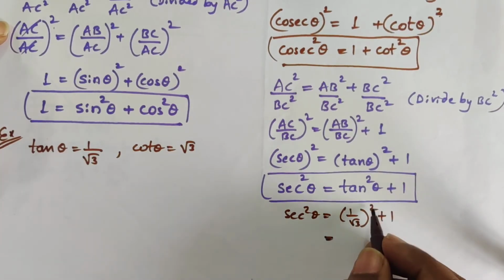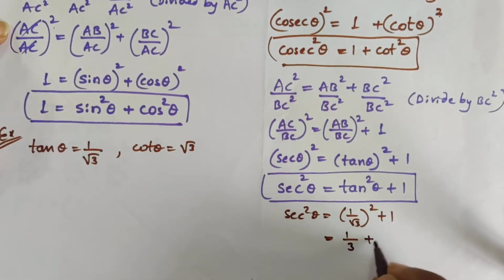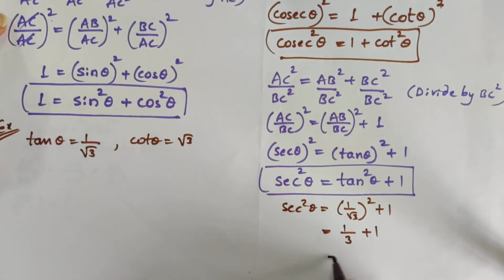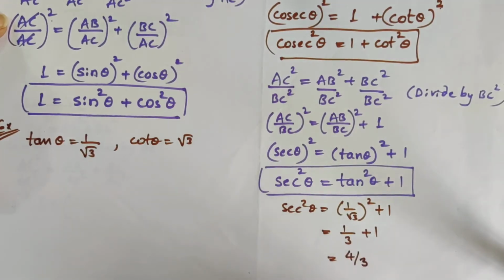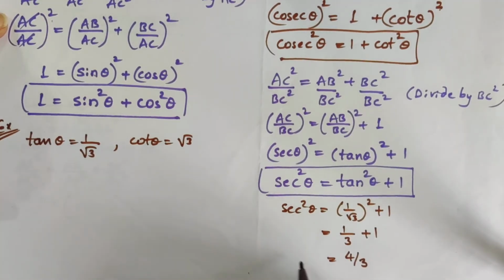Now 1 by root 3 whole square means 1 by 3 plus 1. So 1 by 3, how will you write it? If you take LCM, it will be into 3 here, 1 plus 3 by 3, so that means it is 4 by 3. That is your secant square. 4 by 3 is your secant square.